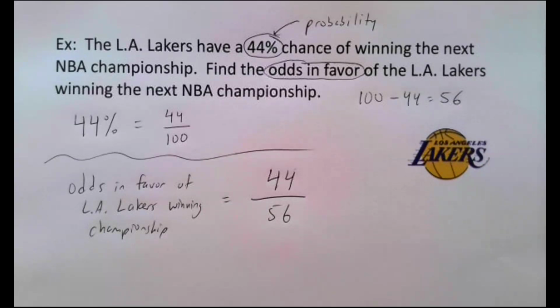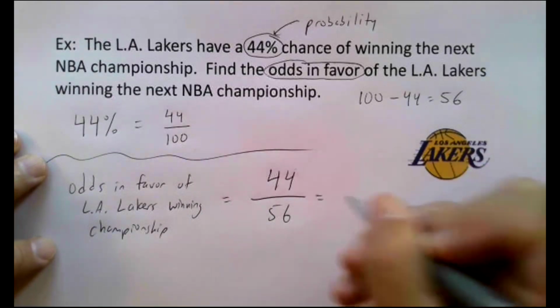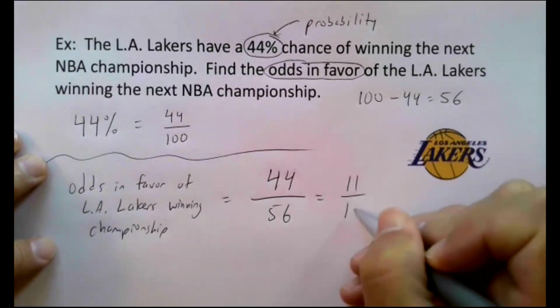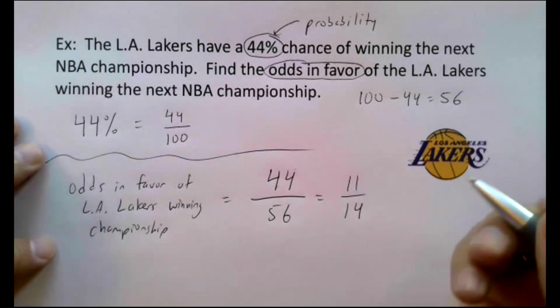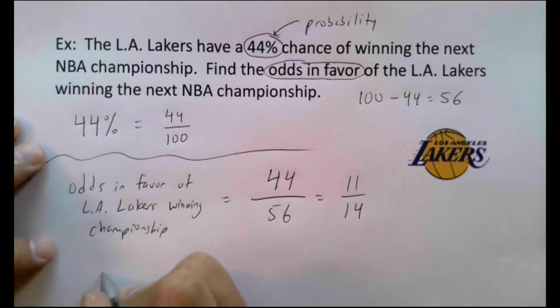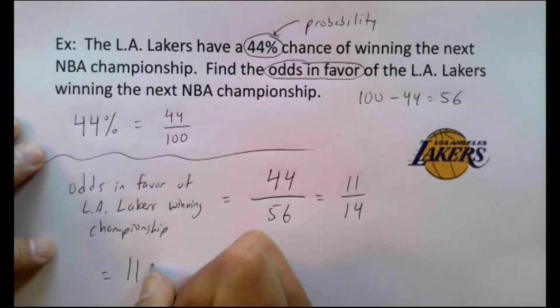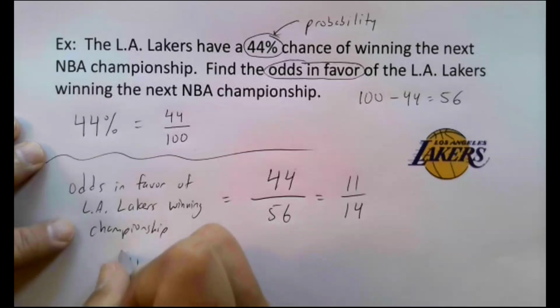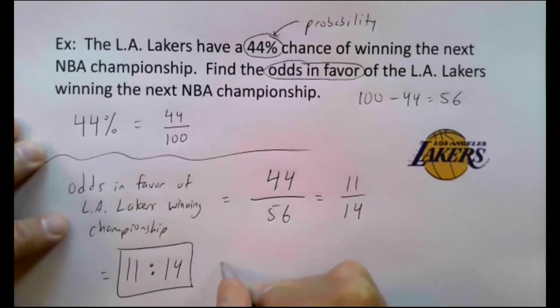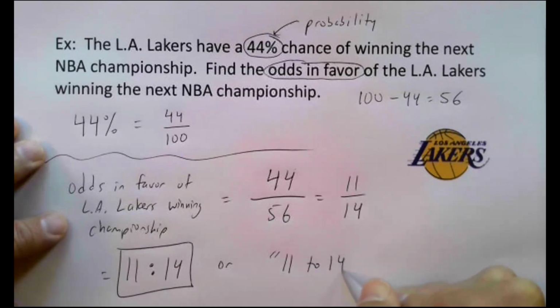So this is a problem where we're given the probability and we're converting it into odds, at least odds in favor. We still need to reduce. If you divide top and bottom by 4, you'll get 11 over 14. And that is not my final answer, because when we are doing odds, we want to write it like that or like that.